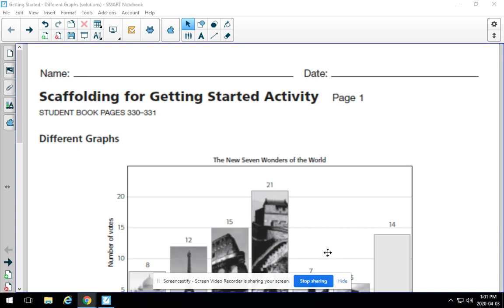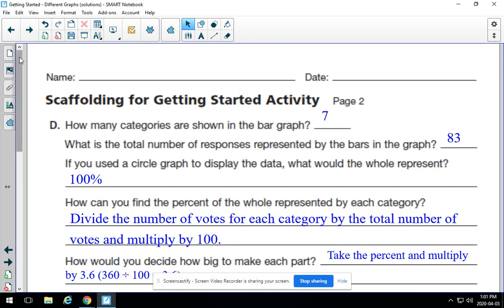I'm just going to go through this activity real quick. It's called the Getting Started activity on different graphs. I'm going to skip to the next page because the important part of this, or the difficult part of this, is how to make a circle graph. So I want to make sure I go through that, and I've only got 5 minutes to make the whole video, unfortunately.